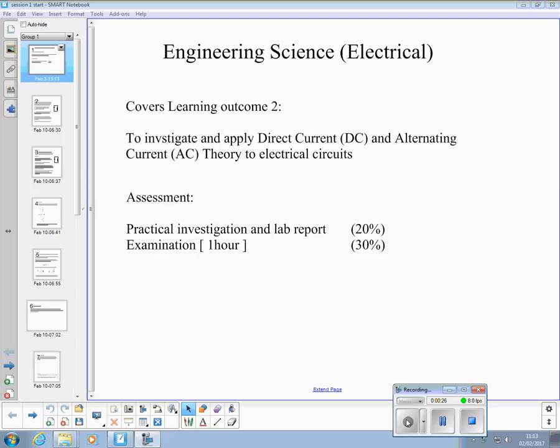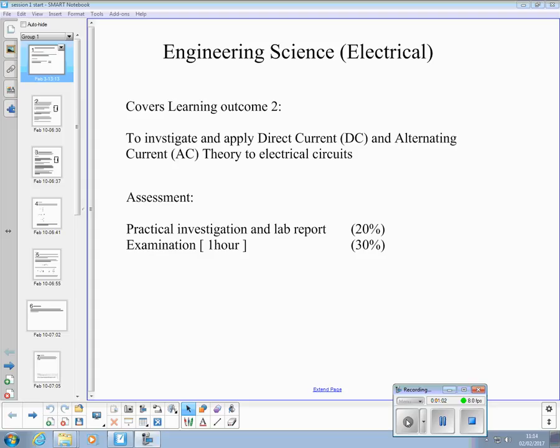One mechanical one that Adrian will introduce you to this afternoon, and there's an electrical one, learning outcome 2: investigate and apply direct current and alternating current theory to electrical circuits. There's a fairly broad spectrum of things I could do in there. It's not too prescriptive. The assessment is a practical investigation lab report worth 20% of your overall mark, and an examination worth 30% of the overall mark.